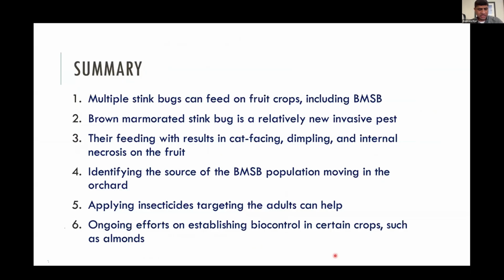So for the stink bug, in summary, I would say that they can feed directly on the fruit, so they're a direct pest. They have piercing, sucking mouthparts. They create different kinds of signs on the fruit, like cat facing, dimpling, internal necrosis, and things. There are some tools available, monitoring tools as well as insecticidal tools. But again, use them only if you definitely need them, if your population warrants it.